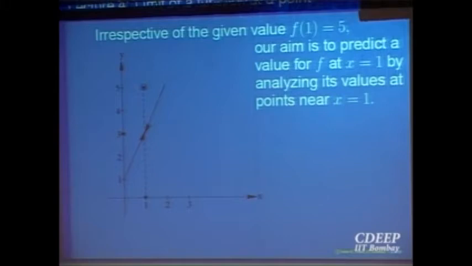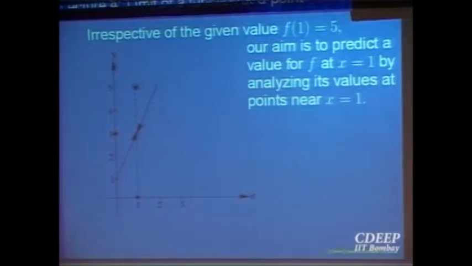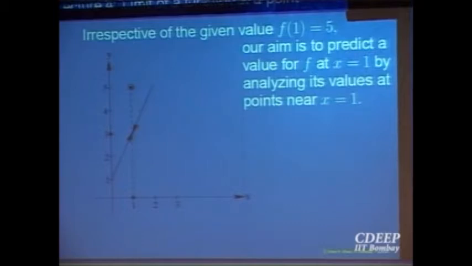At a point you want to predict some suitable value by looking at the values at nearby points. So what will you try to do? You will take a point near the point where you want to predict a value and look at the value f of x, and try to come closer and closer to the point where you want to predict. And analyze the values of the function at those points as you come closer and closer to x equal to 1 in this case. Clear what we are going to do?